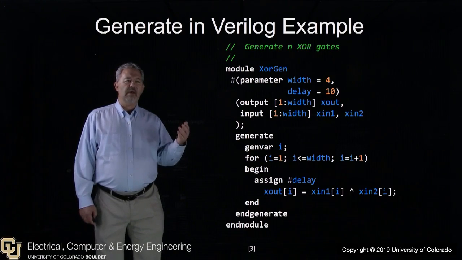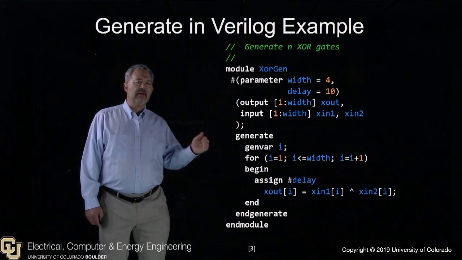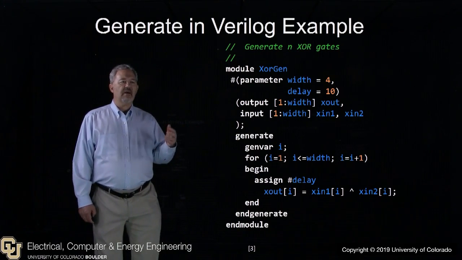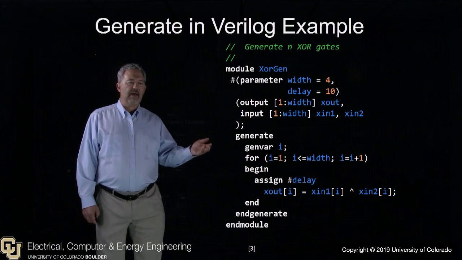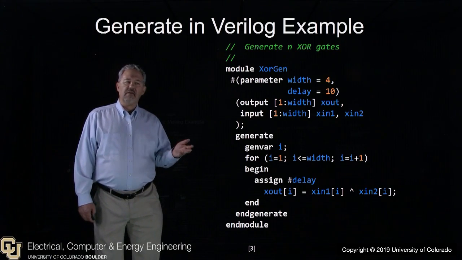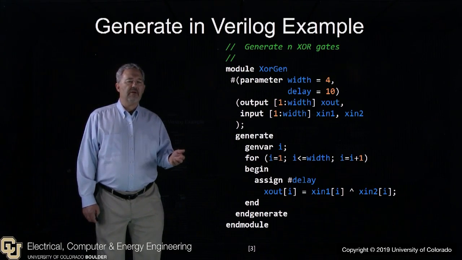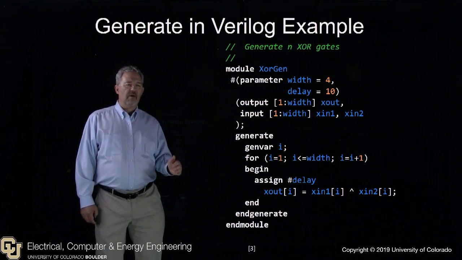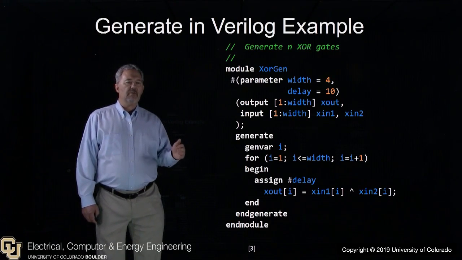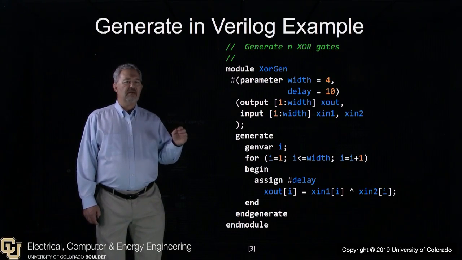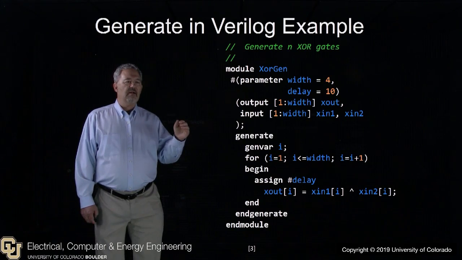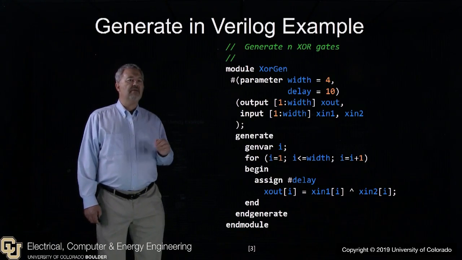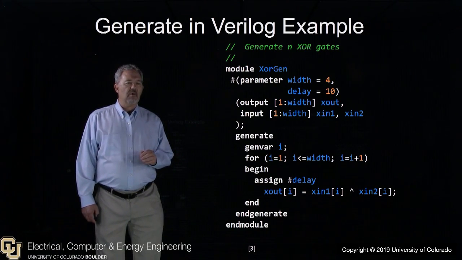In this example, we XOR two vectors 1 bit at a time. x1 gets XORed with x2, producing x out. The delay is ignored for synthesis, but helpful for simulation. Note that this does not sequentially XOR the bits, but creates a number of XOR gates in parallel equal to the parameter width. So in this case, the for generate allows you to create many copies of a single circuit all at once.